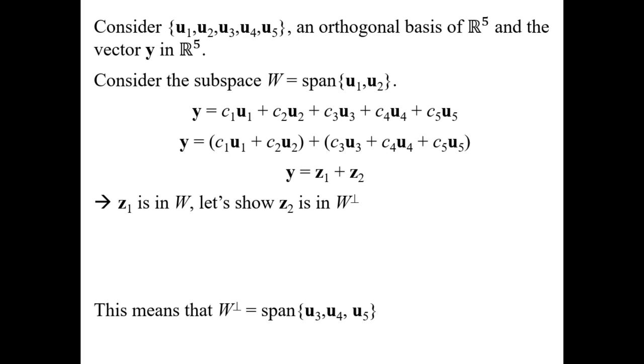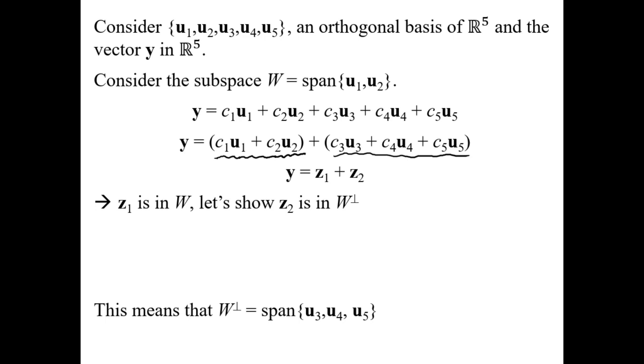Now let's consider a subspace W, where the subspace is the span of just 2 of those 5 vectors. Now we know that y can be written as a linear combination of all 5 because of course y is in R5. And so I'm going to rewrite that as just the 2 terms that are from the basis for W, plus everything else. The first part I'm calling Z1 and the second part I'm calling Z2.